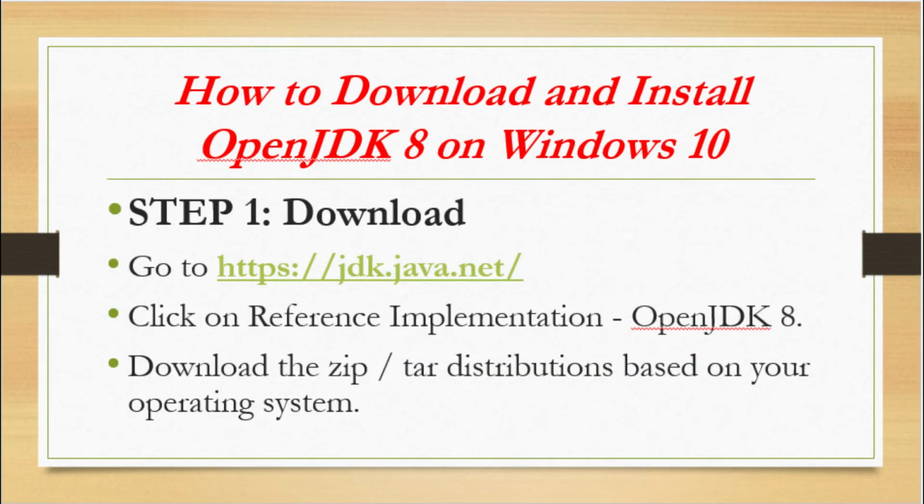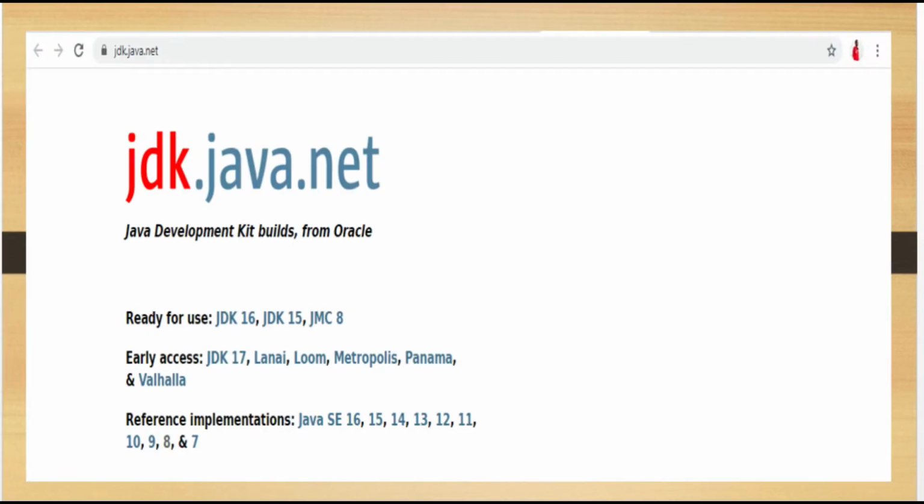The first step is to download OpenJDK 8. You need to go to the website, following the link https://jdk.java.net. Once you open that link, you click on the reference implementation. Since we are going to download OpenJDK 8, you click on the reference implementation at the point of 8. From there you download the zip or the tar distribution based on your operating system.